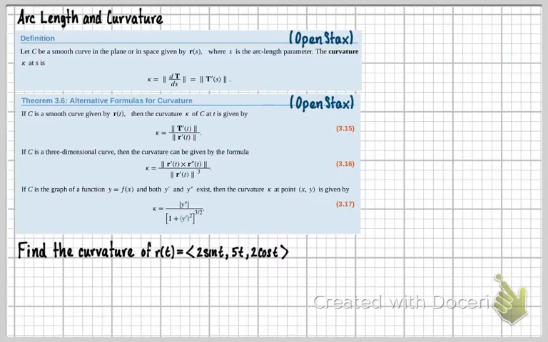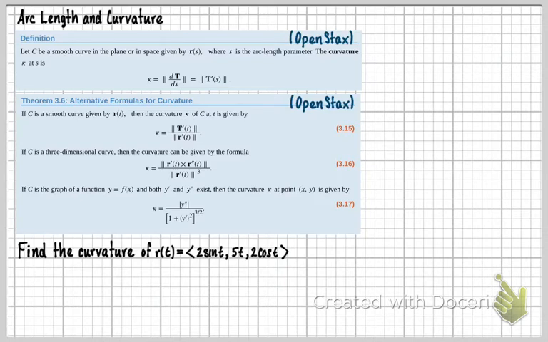Now let's talk about curvature. Let C be a smooth curve in the plane or in space given by r(s), where s is the arc length parameter. The curvature K at s is the magnitude of dT/ds. So that's like the change in the tangent vector over the change in the arc length. It's the magnitude of T prime(s).